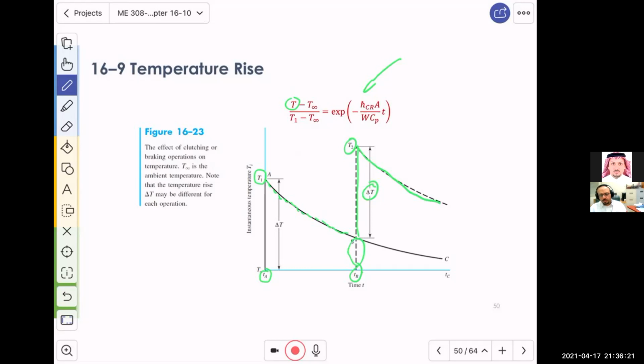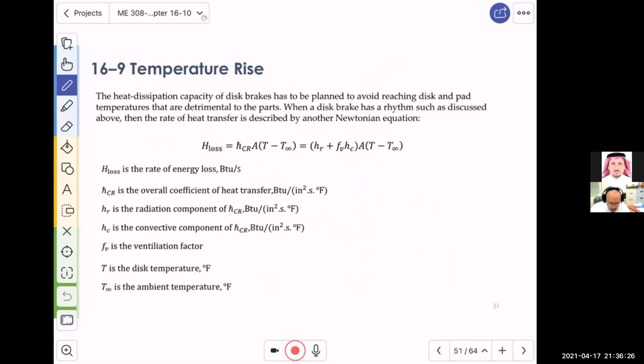So the question then becomes, can I know what is the maximum temperature? Can I know how much I would lose? I gain and then I lose. So what is the story over here?